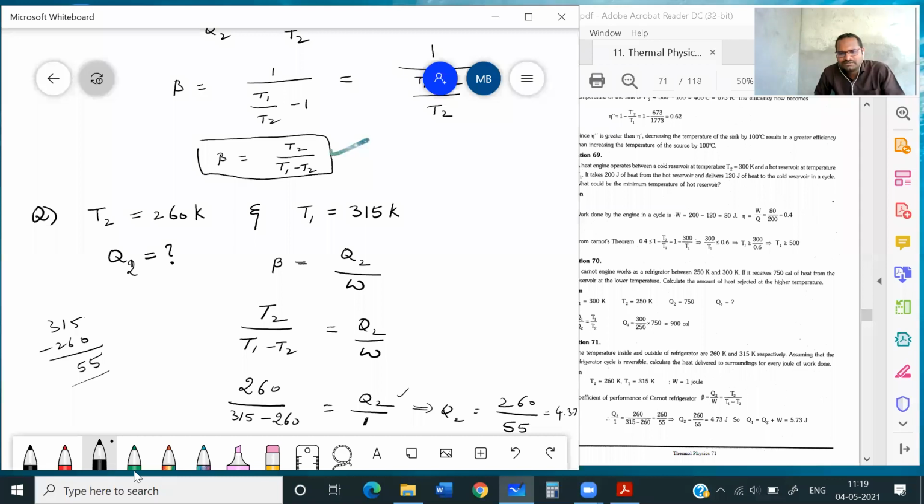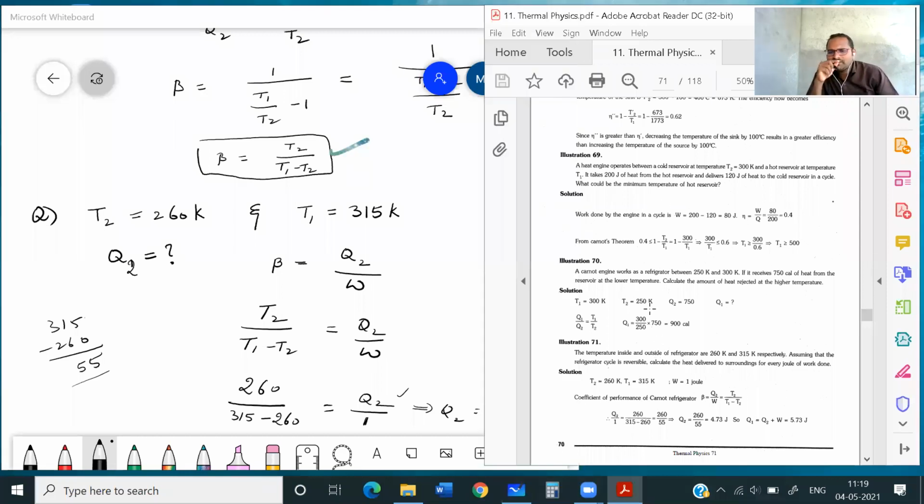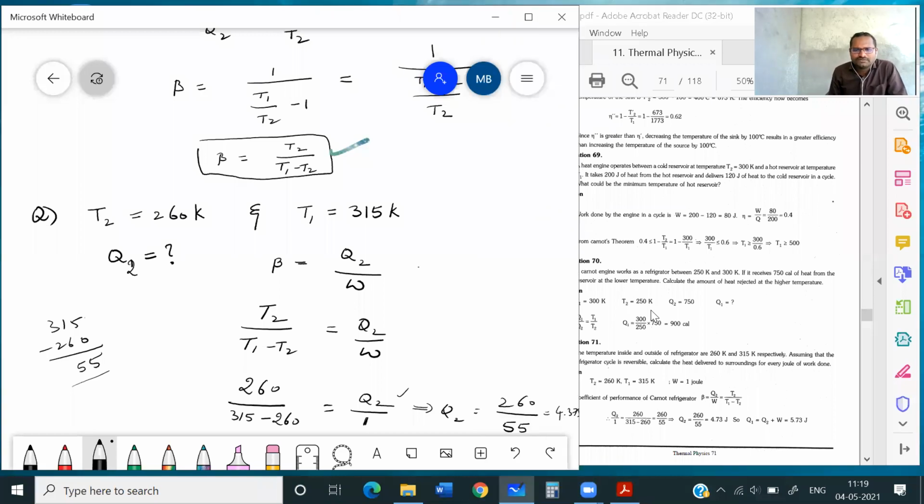4.37 joules. Okay, clear? See on the right hand corner, they have given the option. The Q2 value we have got is 4.73 joules, but Q1 value, what? Q1 value we need to find.